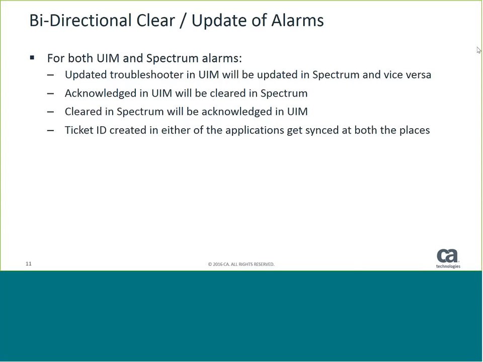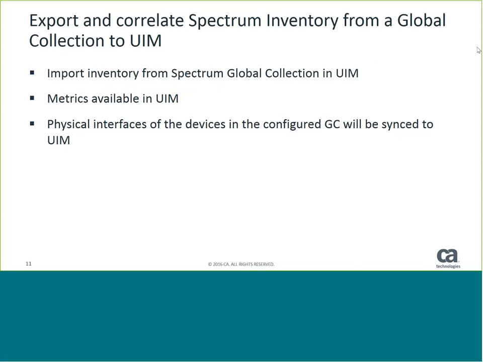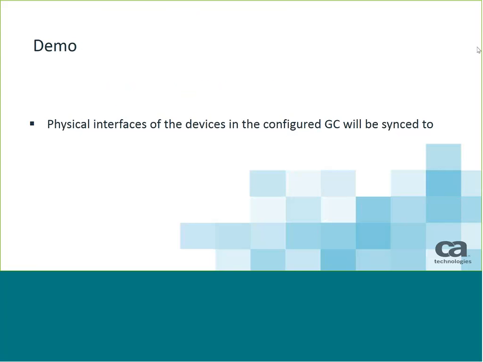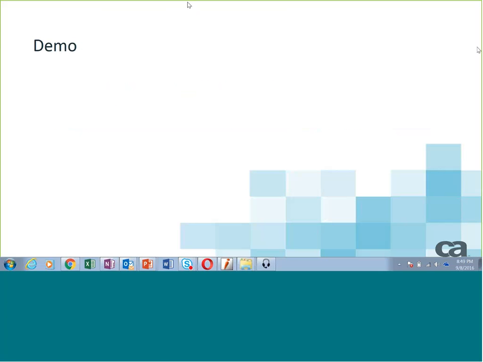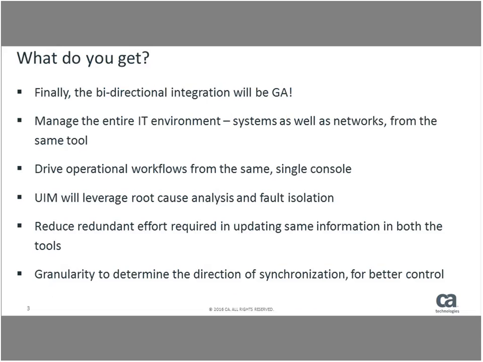So sure. Yep, and for our customers who are present here and who are also participating in the beta validation program, it will be available in our next refresh, which we are targeting for next week. All right. And then last but not the least, you can export and correlate Spectrum inventory from a global collection to UIM. So you can see the Spectrum inventory in UIM and also the metrics which are available in UIM, and the physical interfaces of the devices which are configured in GC will be synced to UIM. So now I'll turn over the ball to Balram for demo.